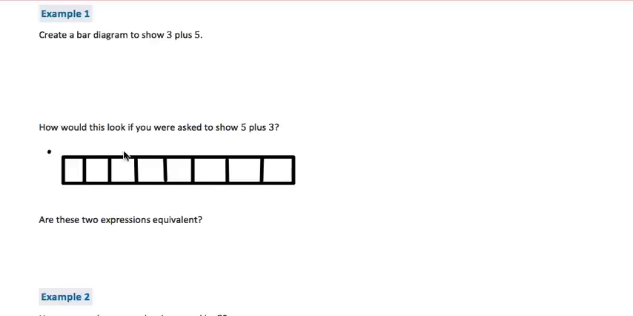And we can see that 5 plus 3 would look exactly the same. 1, 2, 3, 4, 5 plus 3 more. It looks exactly the same in a bar diagram. Are the two expressions equivalent? Yes. And so we could say that 3 plus 5 is equal to 5 plus 3. Remember, that is the commutative property of addition. We just talked about it in Lesson 8.